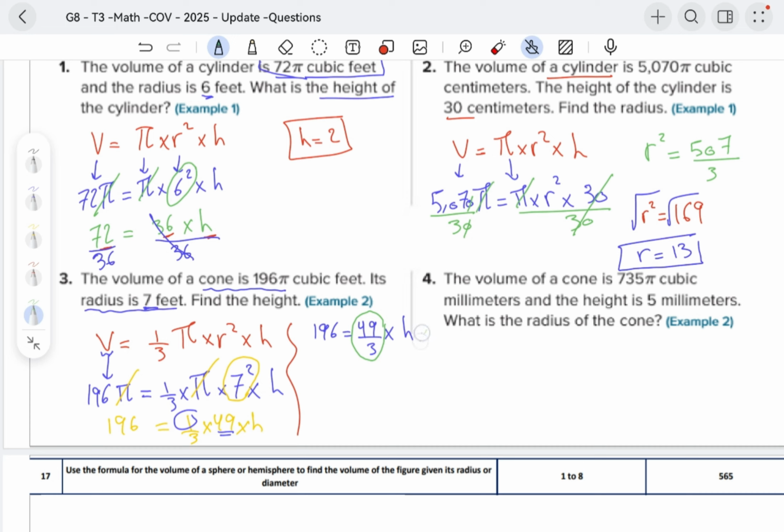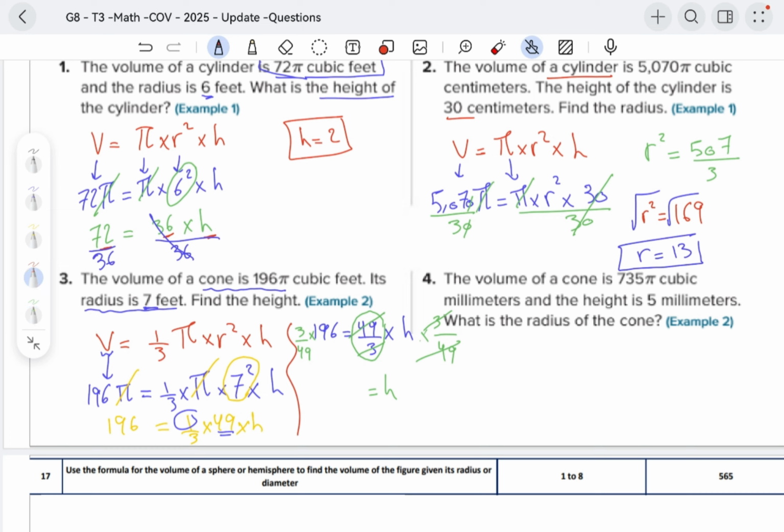So we're going to multiply by 3 out of 49 for this side. Whatever we do for one side, we have to do the same for the other side. So here also we're going to multiply by 3 and divide by 49. 3 divided by 3, 49 divided by 49. So the value for h is 196 times 3 divided by 49.